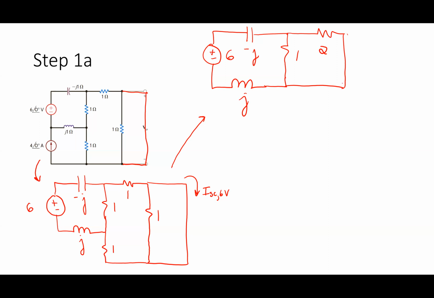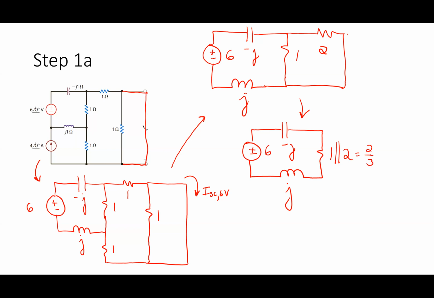What would be the next simplification? 2 in parallel with 1, right? Then I've got this into one equivalent circuit. So I say that this guy becomes 6 volts, negative J, 1 single resistor, and then J. And this guy becomes 1 in parallel with 2, whatever number that may be. I think that's going to be 2/3.